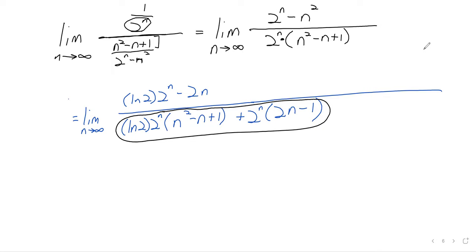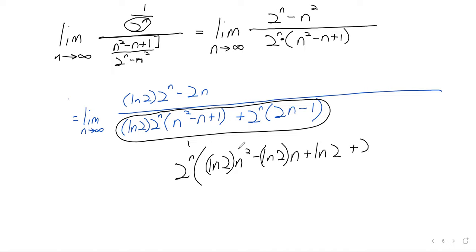This is still indeterminate. This is still infinity over infinity. But the reason I'm feeling cautiously optimistic is that in this denominator, we can pull out a 2 to the n, and we're still going to just have 2 to the n times some polynomial in parentheses. So now we have the natural log of 2 times n squared minus the natural logarithm of 2 times n, plus the natural logarithm of 2 plus 2n minus 1.